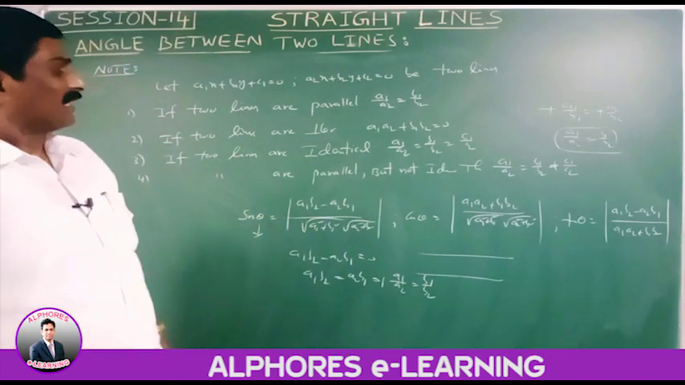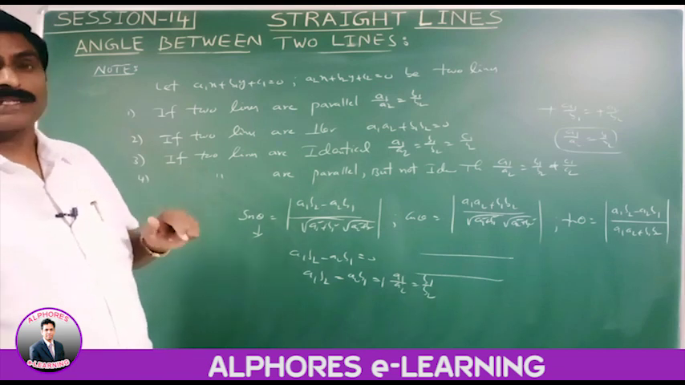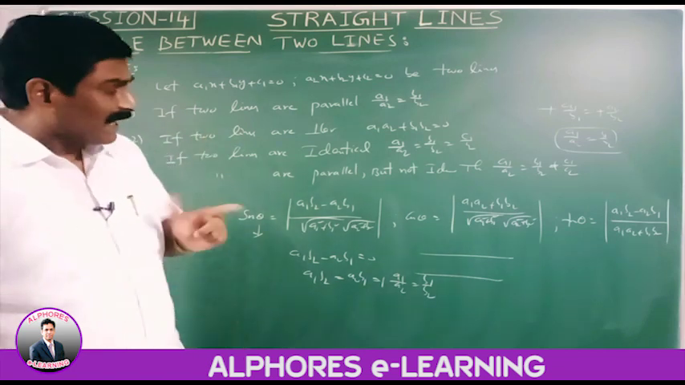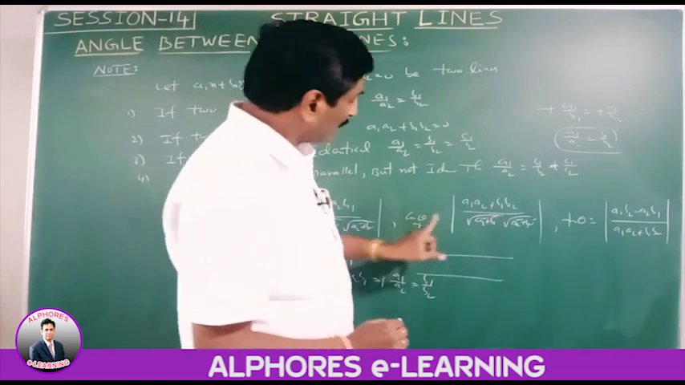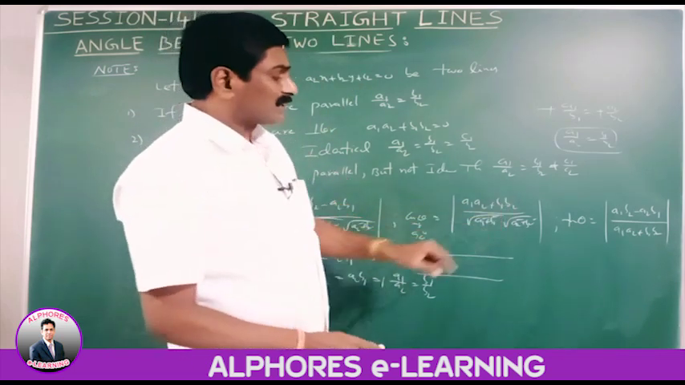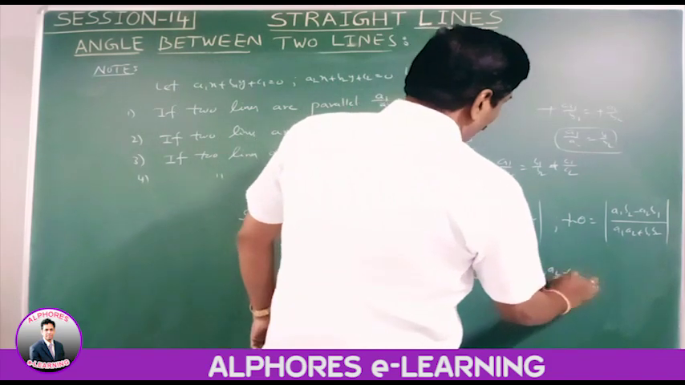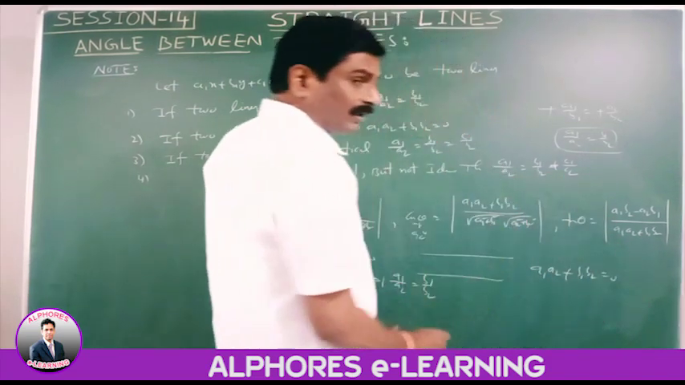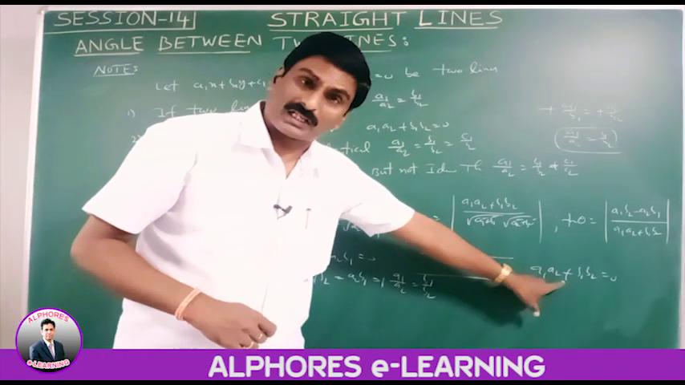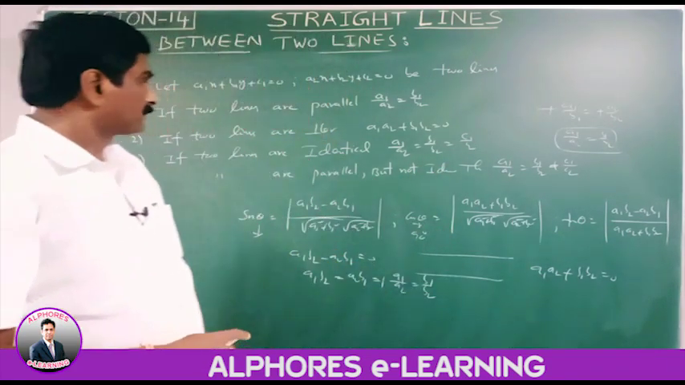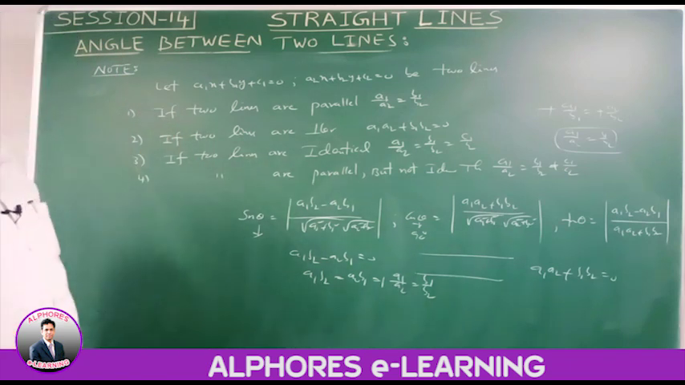Similarly, if the angle between the two lines is 90 degrees, the product of the slopes is equal to −1. Here, theta is 90. What is cos 90? Cos 90 is 0. After cross multiplication, we get a1 a2 + b1 b2 = 0. If the two lines are perpendicular, a1 a2 + b1 b2 = 0. But what is the condition? m1 m2 = −1. By using that property also, we prove this value. Okay, next, please note these values.